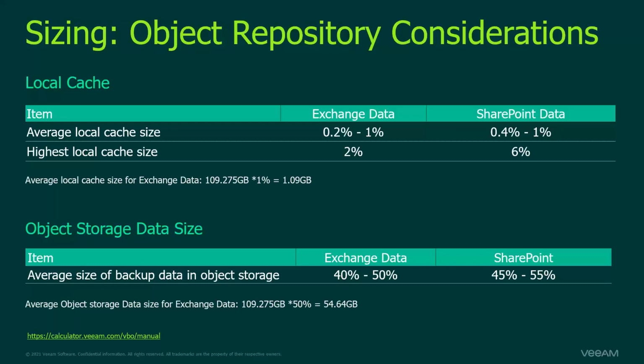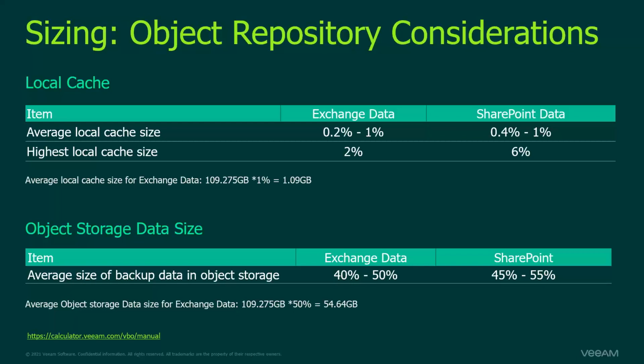The sizing of object storage is pretty simple, and it's based on the sizing of the classic repository. It's 50% of the classic repository. So in case previously we made the calculation that we got 110 gigabytes for Exchange, that means in object storage we'll need 54, 55 gigabytes, which is 50% compression. It's something really big.